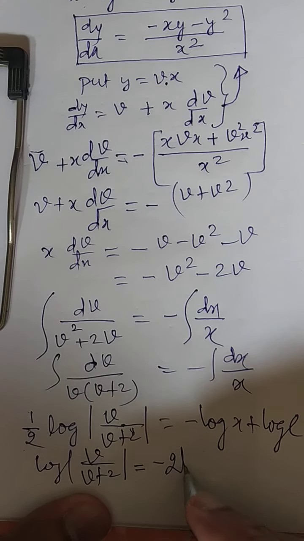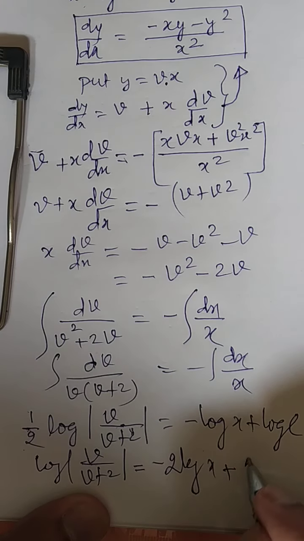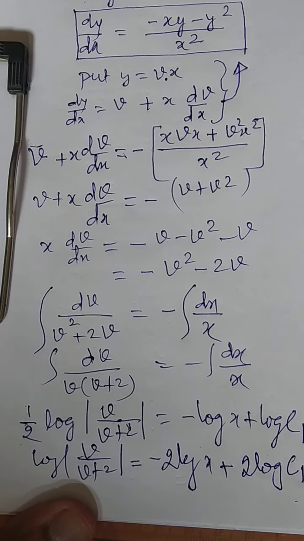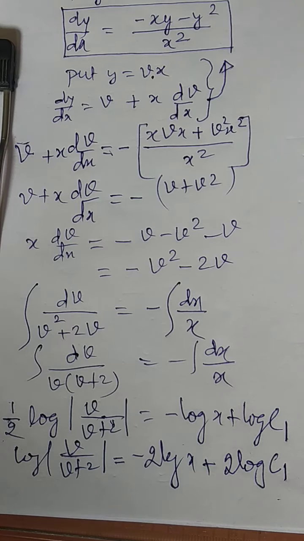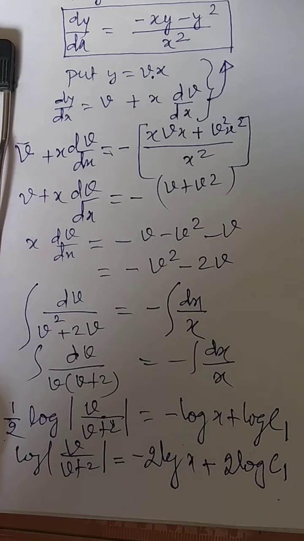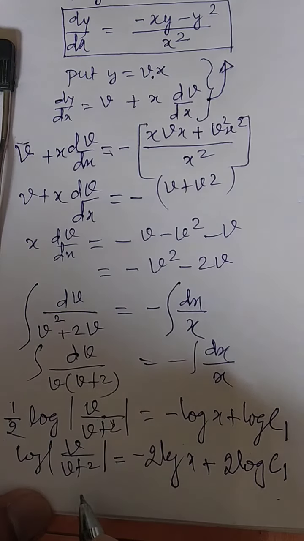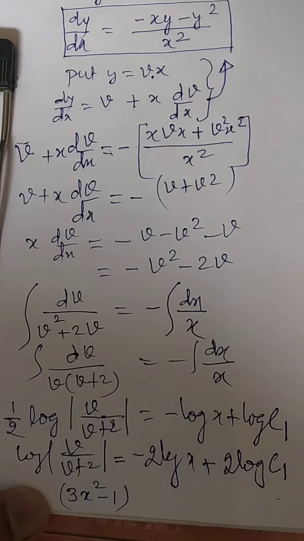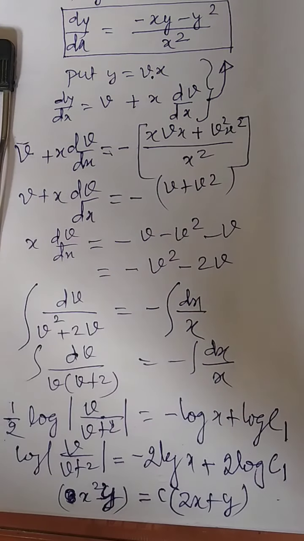If you are writing minus 2 log of x plus 2 log of, I just call here C1, then I can write a constant of integration. Try to simplify, remove the log on both sides, and you will get your answer. If you simplify completely, just tell me, are you getting your equation in the form of 3x square minus 1 over here, 3x square y.